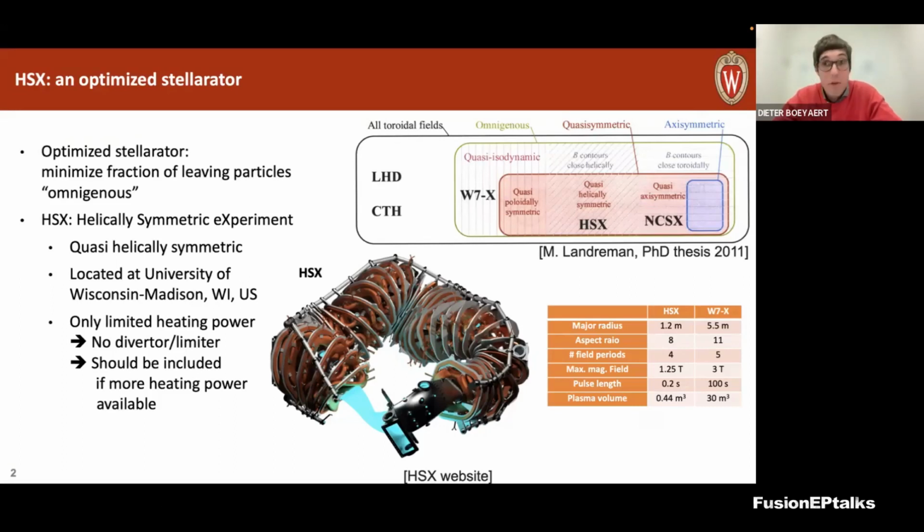Currently, we don't have a diverter. That has to do with the limited heating power from HSX. So the heating power which is installed is only a few hundred kilowatts, and it's so low that there is no need for a diverter.